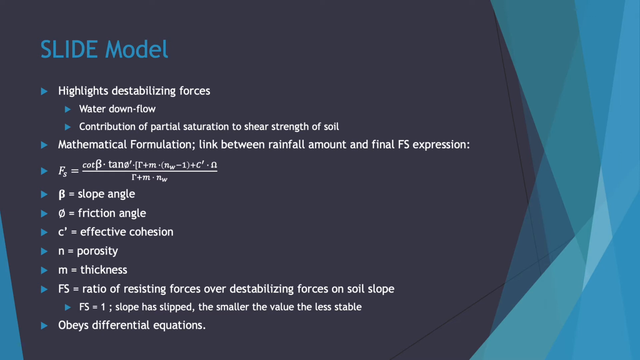The mathematical formulation is the link between rainfall amounts and the Fs expression, which is the ratio of resisting forces to destabilizing forces on a soil slope. Where Fs equals 1, a slope has begun to slip. The smaller the ratio, the less stable the slope.